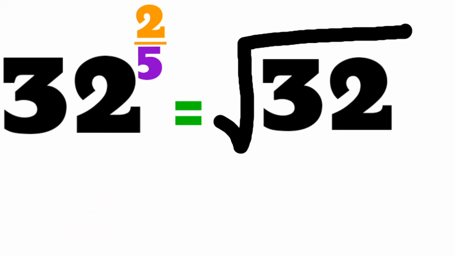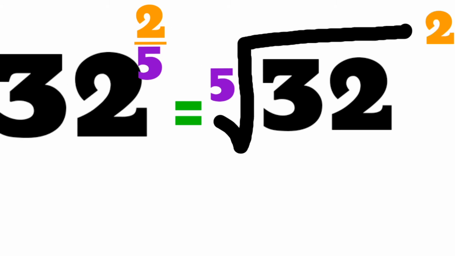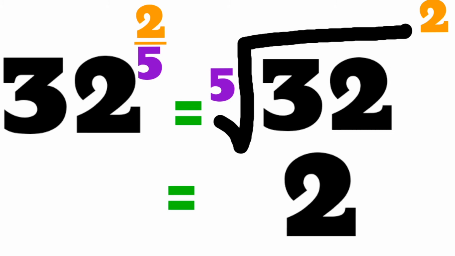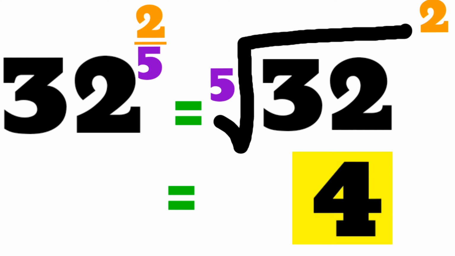32 to the 2/5 power. Base 32 is the radicand. Denominator 5 is the index, and the numerator 2 is the power. 32 to the 2/5 power is just the same thing as the 5th root of 32 raised to the 2nd power. The 5th root of 32 is 2. Then 2 raised to the 2nd power is 4.